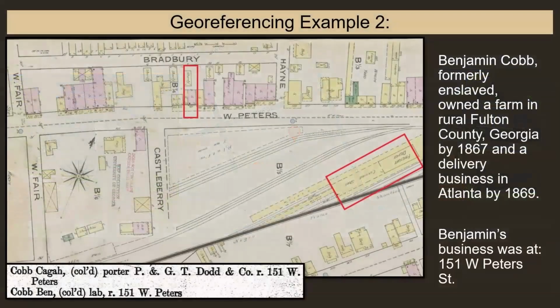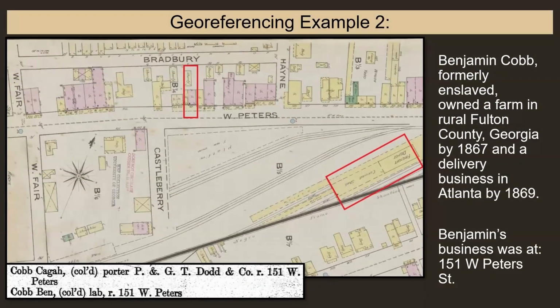Here's a slightly harder one. Benjamin Cobb was a former slave. He owned property in Atlanta. He owned a drayman's business here in this building. And when he was living there, it was 151 West Peters Street. And he also had a farm in rural Fulton County, and he's the Benjamin Cobb that Cobb Bethel Church is named after. So that's why I was researching him.